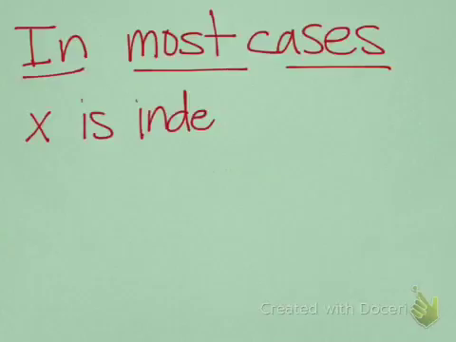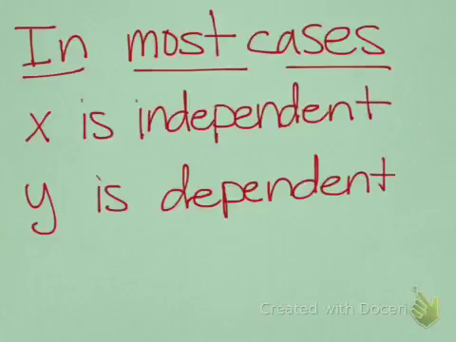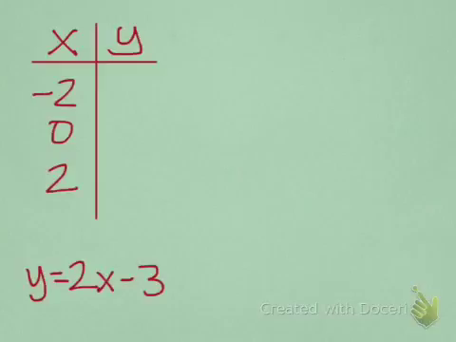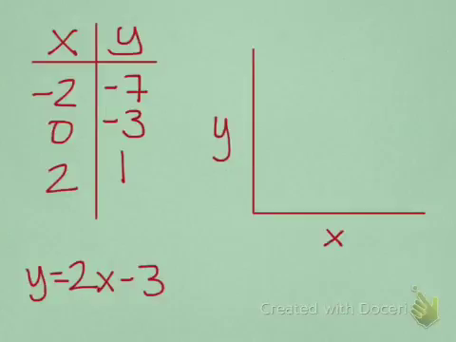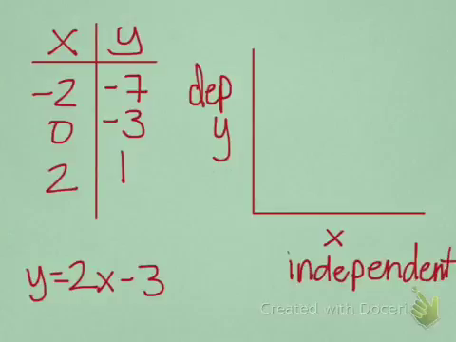In most cases, as I said, x is the independent variable and y is the dependent variable. When you make a table, your independent variable always comes first. So for example, if you have this particular situation, y equals 2x minus 3, y depends on what x is. If you have a graph, the x is always the independent variable, it always goes on the bottom, and y is the dependent variable.